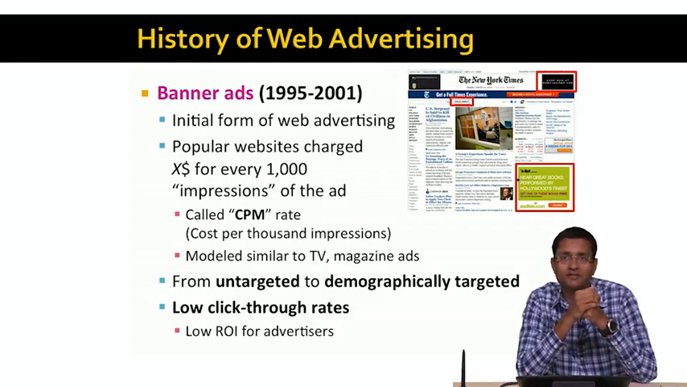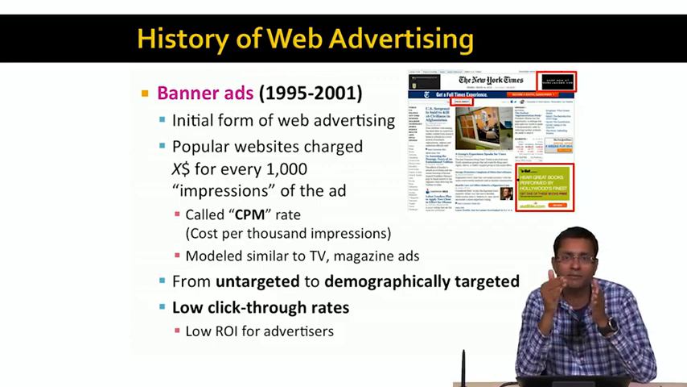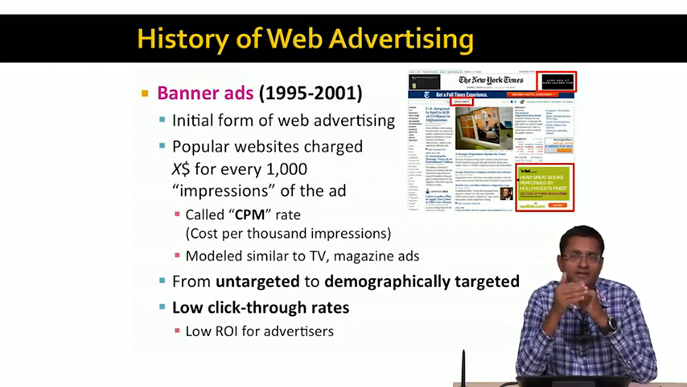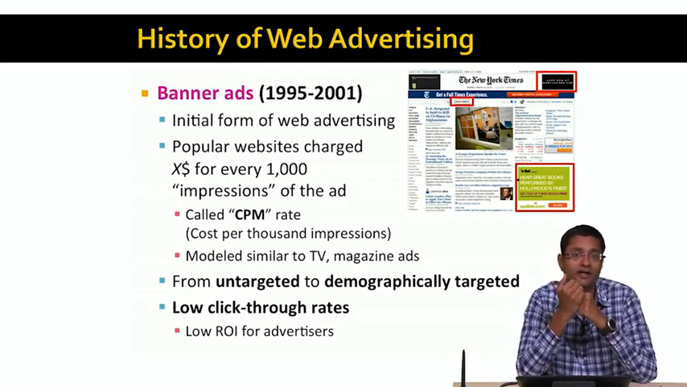Now, how do we measure performance? Typically, advertisers measure performance of ads by looking at how many people click on the ad. What they look at is what's called the click-through rate, which is the ratio of the number of clicks the ad receives divided by the number of impressions of that ad. Remember, impressions are what the advertiser is paying for in the CPM rate, and the clicks are what they want. And so they measure the return on advertising, or ROI, by looking at the ratio of clicks to impressions. Not surprisingly, the early banner ads, which are completely untargeted, have very low click-through rates and very low ROI for advertisers.